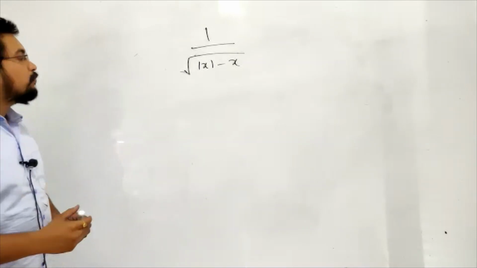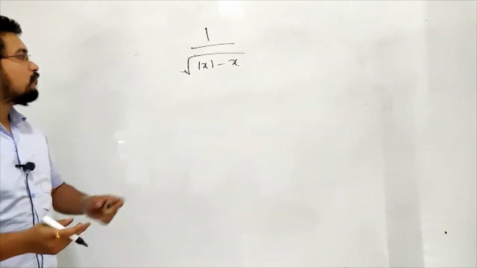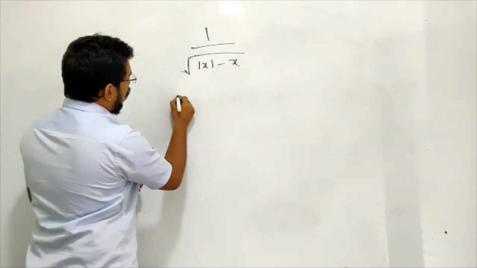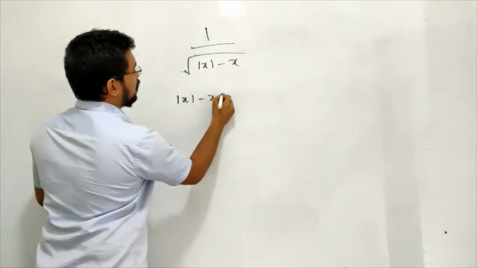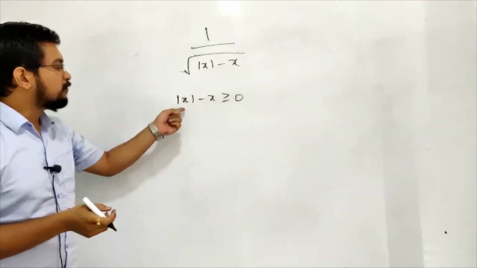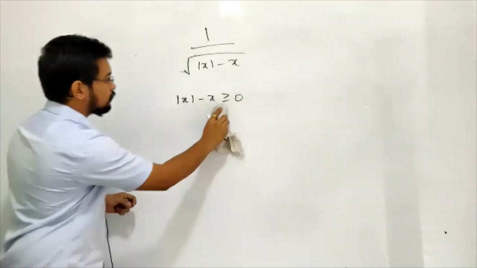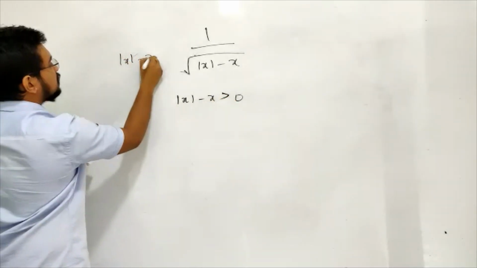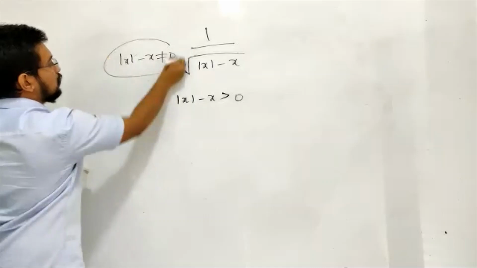That is 1 by mod x minus x, under root of 1 by mod x minus x. Simply, this mod x minus x must be greater than or equal to 0. How will be the domain? Mod x minus x should be greater than 0, and mod x minus x is never equal to 0.